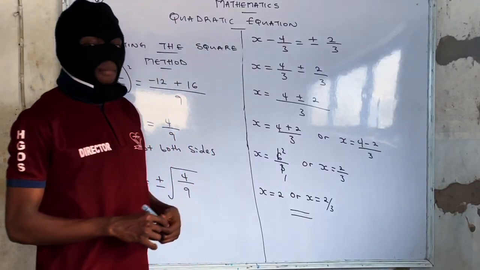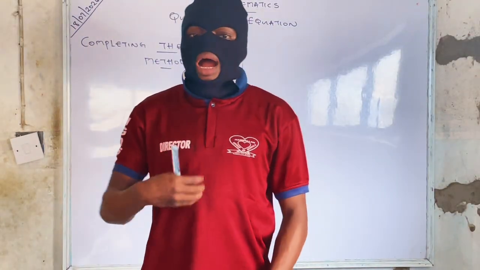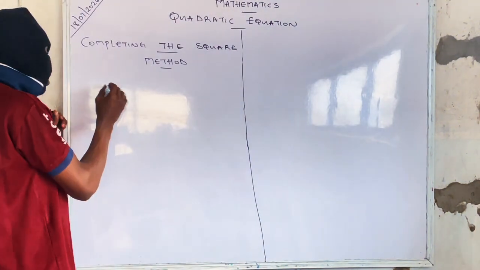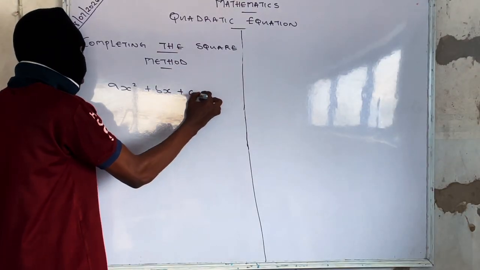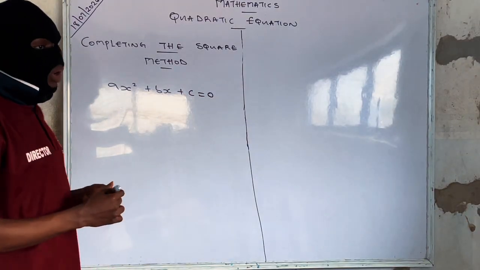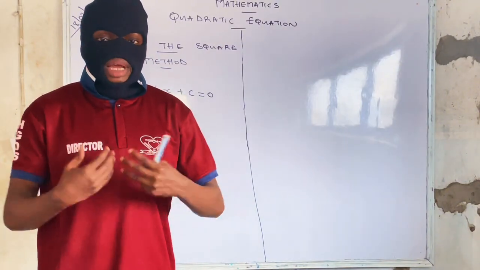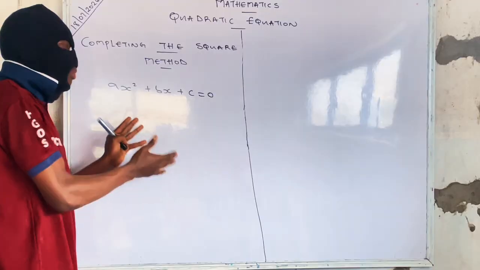Very, very simple. Lastly, there are some questions in which you will have to rearrange it. And if you want to rearrange it, you must rearrange it in this form, which is ax squared plus bx plus c equals 0. Though you can start solving from there without rearranging, just for you to understand it better, or so you know what you're doing, you can rearrange it in this form, then you start.